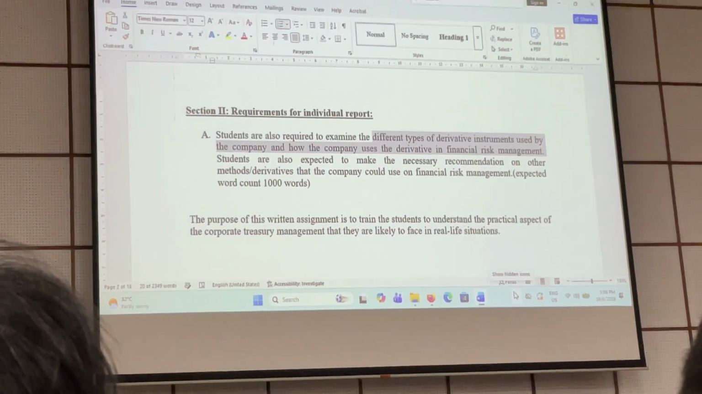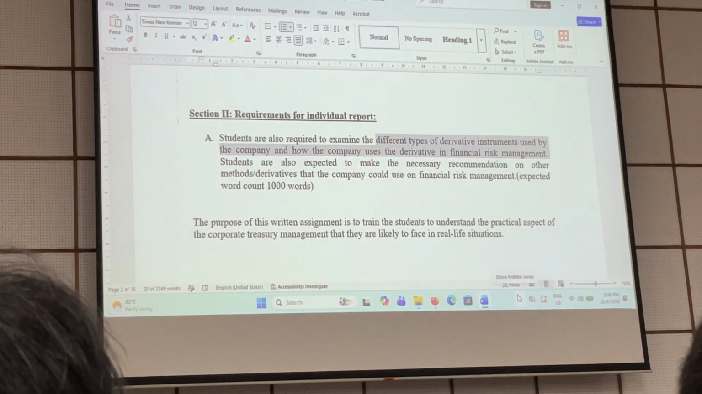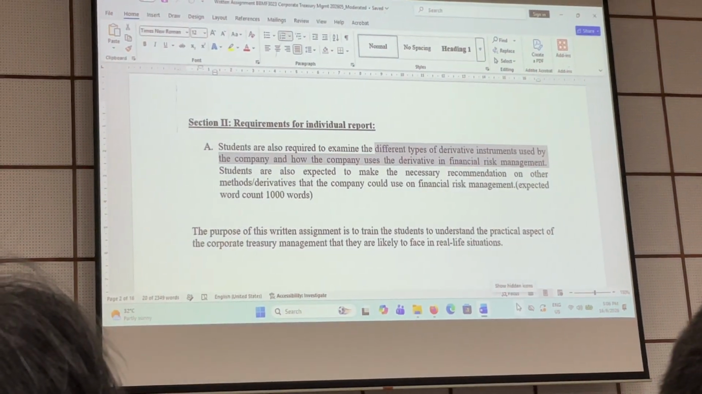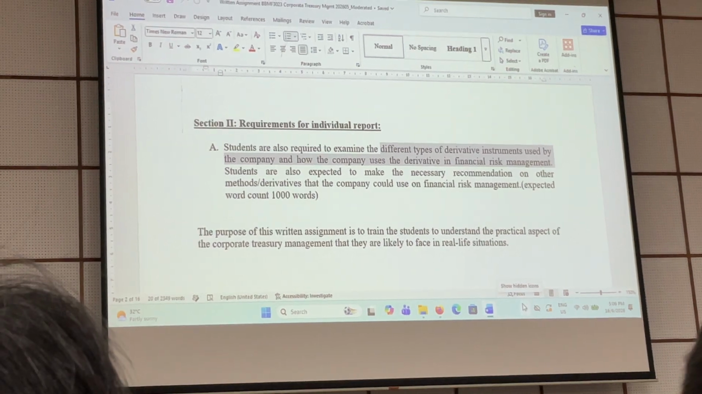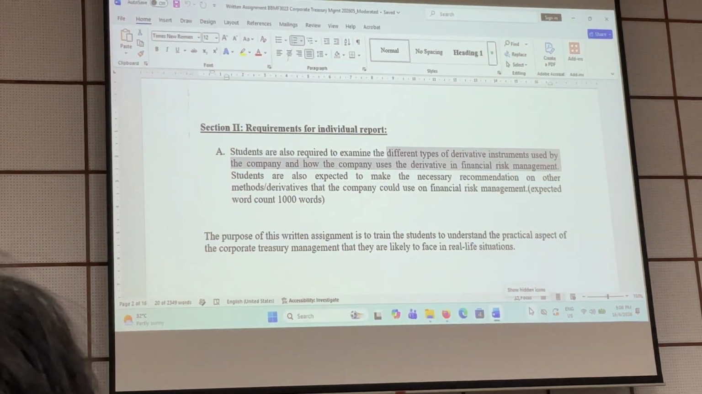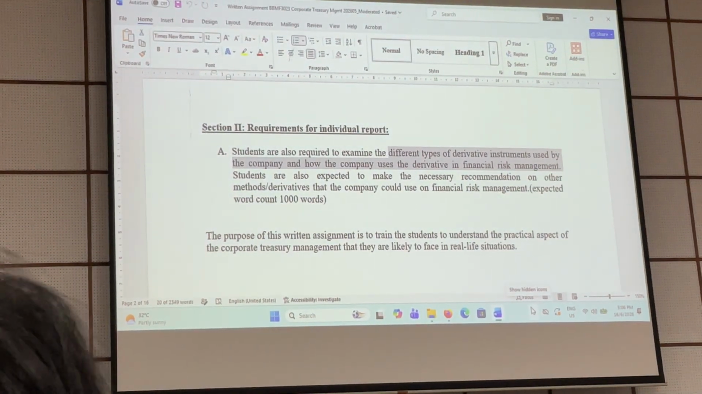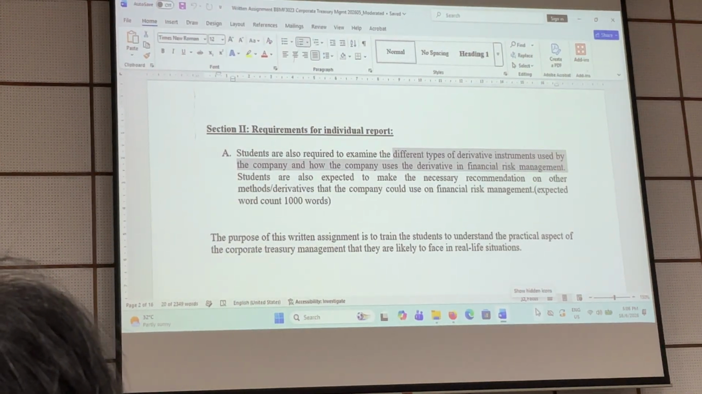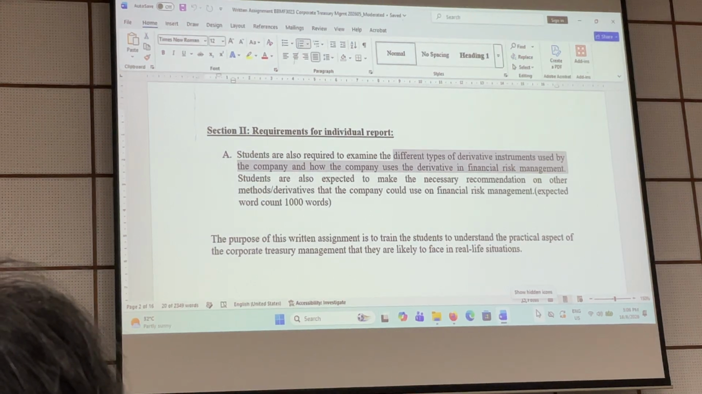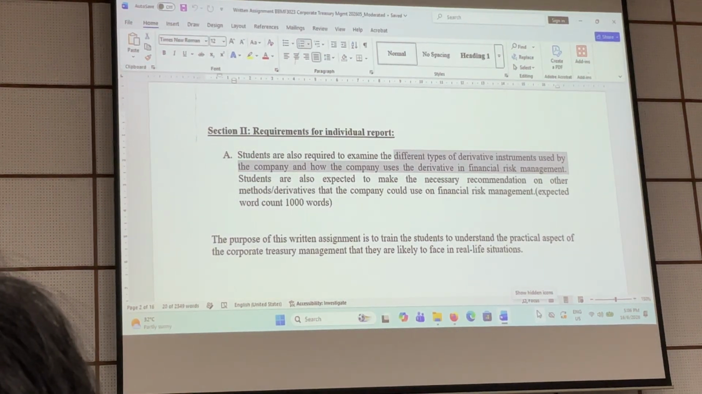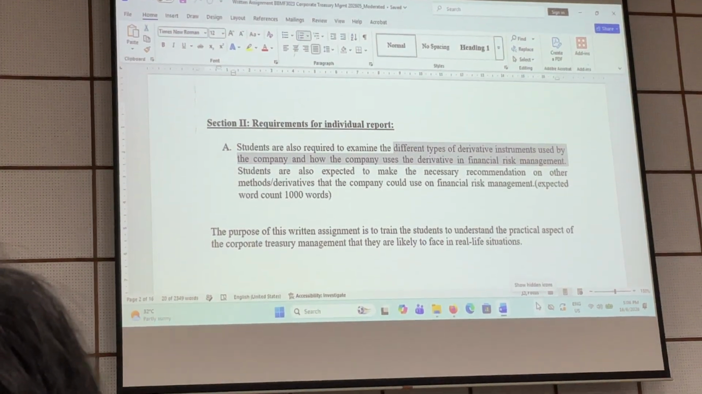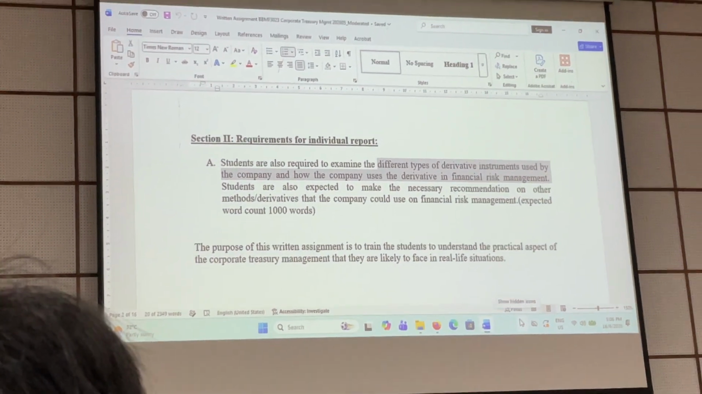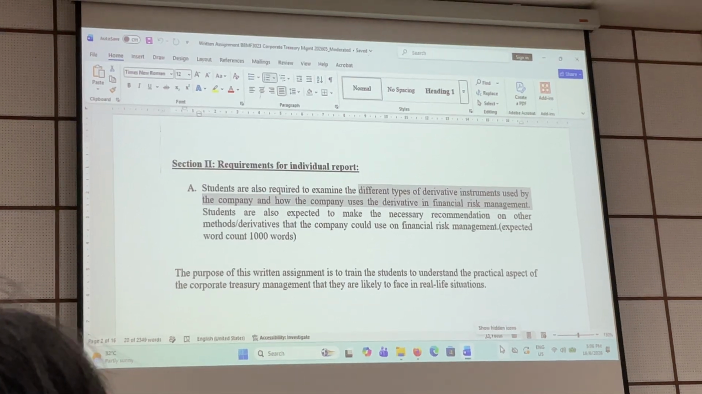What does it say? Students are required to examine the different types of derivative instrument used by the company and how the company used derivative in financial risk management. So going back to part A, if the company has no derivative instrument, can you use? No. I save you time. I've had in the past students do part A and then they do the research.